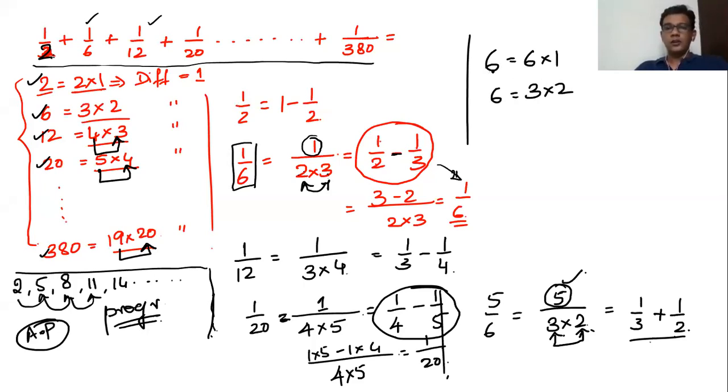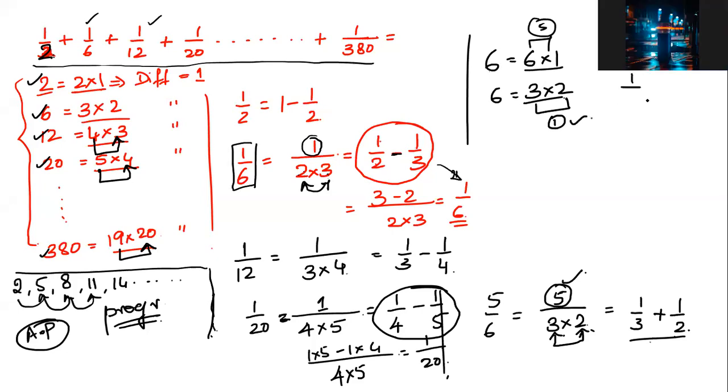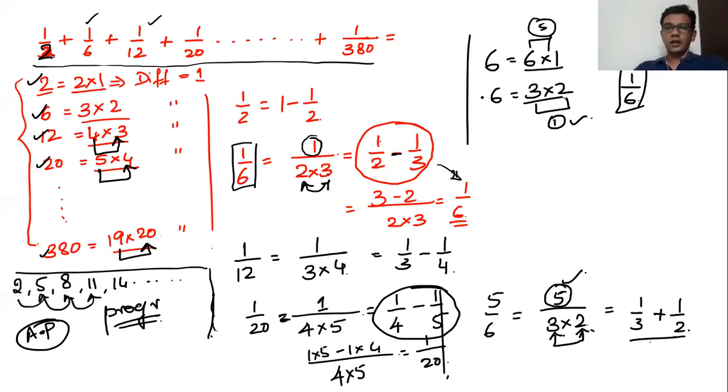Because while looking into this, I also have to look at my numerator. The difference of 6 and 1 here is 5, and the difference of 3 and 2 here is 1. This 1 is also the numerator of 1 by 6, right? So I continue using this pattern.